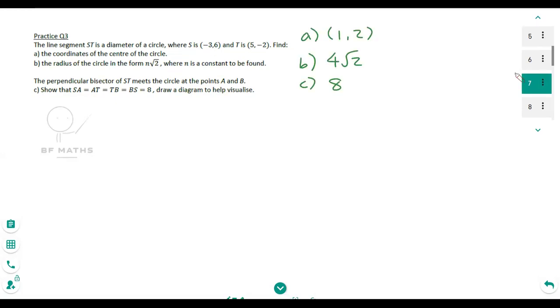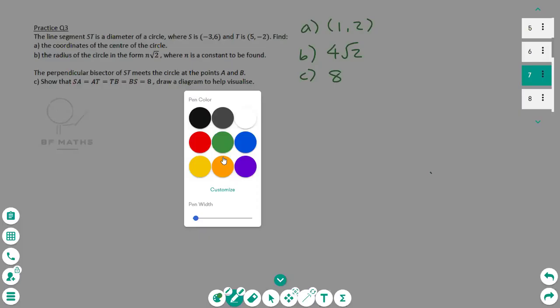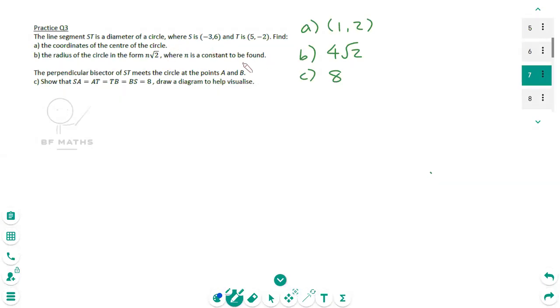Right, here are the answers. Okay, so A is (1, 2), B is 4√2, and we'll see if you can do it, you get 8. If you got the answer, good job, well done. You've actually tackled the hardest question in this 6.1, 6.2. But if not, let's have a look into why.